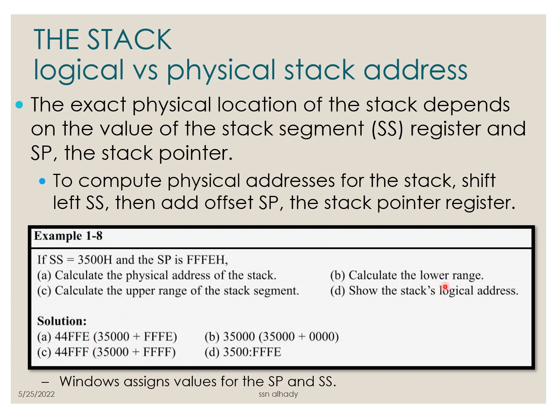Okay, to calculate the lower range, you add all 0. The stack segment shifted left by 1 hex, and then you plus all 0. So this is the lower range. The higher range is you add all F. And how you put it in the logical address, okay, is by putting the stack segment and stack pointer, with a colon in between.